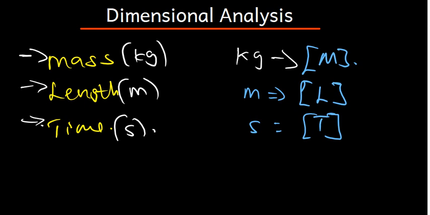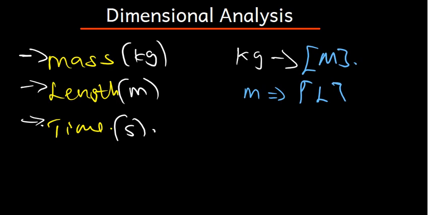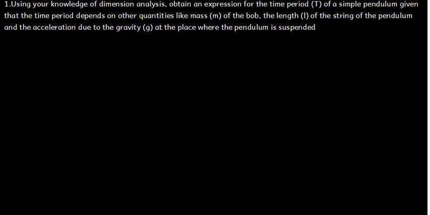Okay, now from here, let's go direct to the practice questions. We see how we can solve questions. The first question which I have here is saying, using your knowledge of dimension analysis, obtain an expression for the time period of a simple pendulum, given that the time period depends on other quantities like the mass of the bulb, the length of the string of the pendulum, and the acceleration due to gravity at the place where the pendulum is suspended.